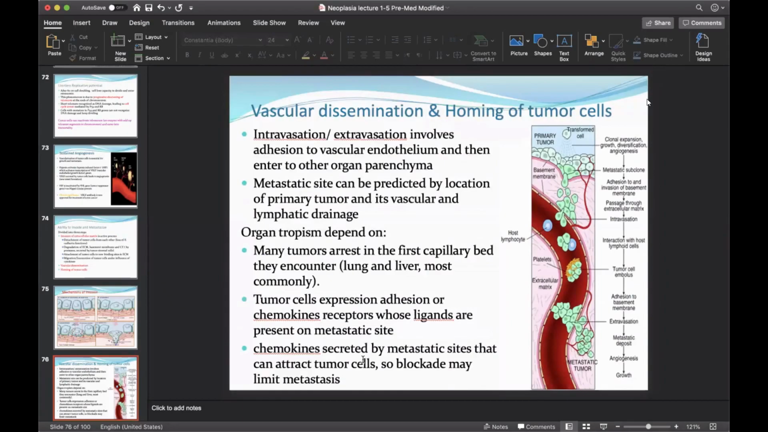Vascular dissemination and homing of tumor cells: I will leave this for you to read on your own, but this is mainly mediated through chemokines and chemokine receptors. Certain types of tumor have a propensity to go to certain body sites more than others. Generally, we have to remember that carcinomas prefer traveling by lymphatics, while sarcomas prefer traveling by blood.